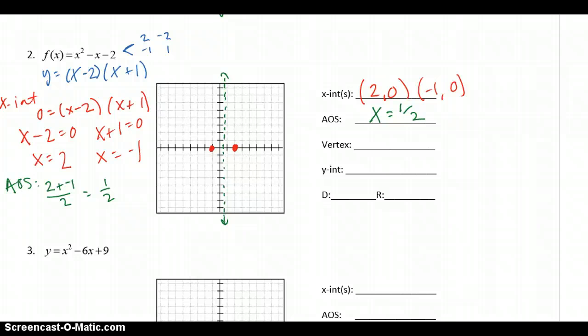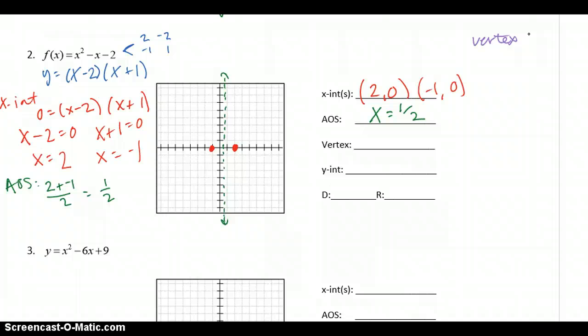So next we want to find our vertex. Okay, for our vertex, where does our vertex have to happen? Does our vertex necessarily happen along the y-intercept? No, but where does it have to happen? It has to happen on the axis of symmetry. For it to be symmetrical, that point where it changes direction has to be on the axis of symmetry.